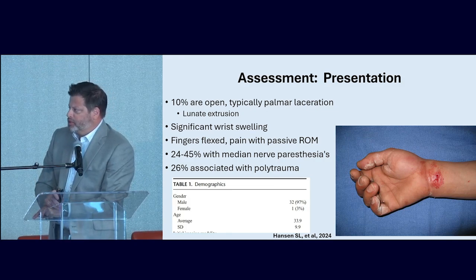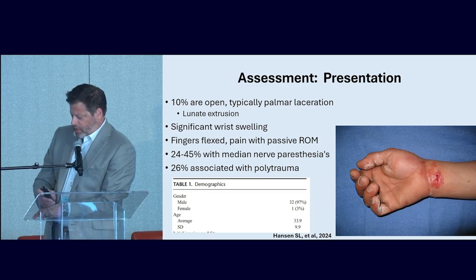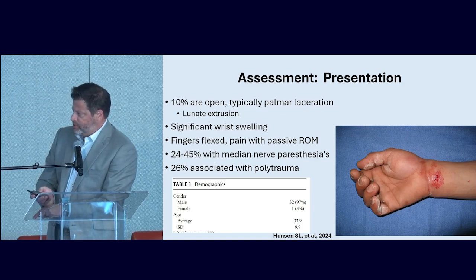This is what the literature shows us. I feel like we see higher nerve paresthesias in our population, and 26% are associated with polytrauma. And again, you can see in our data, the majority of our patients are male with an average age of about 34 years old.